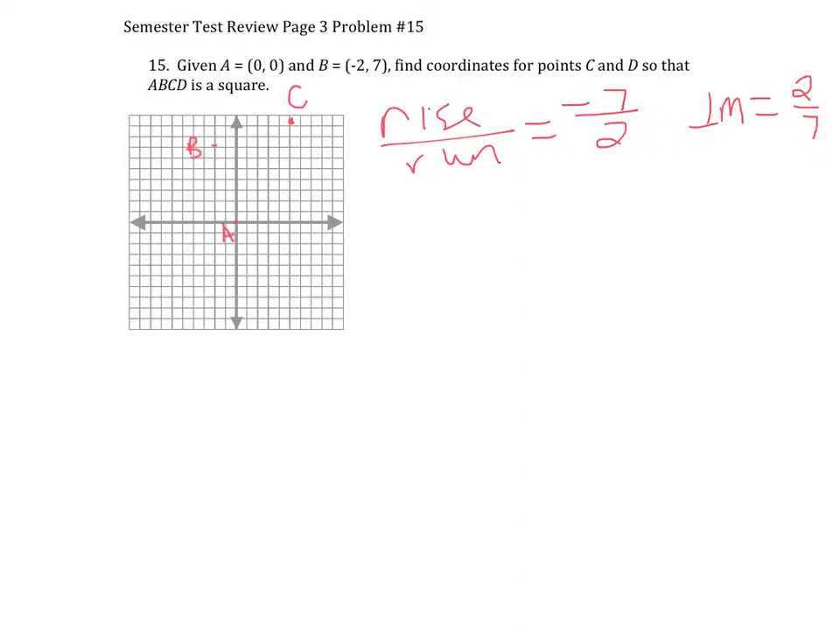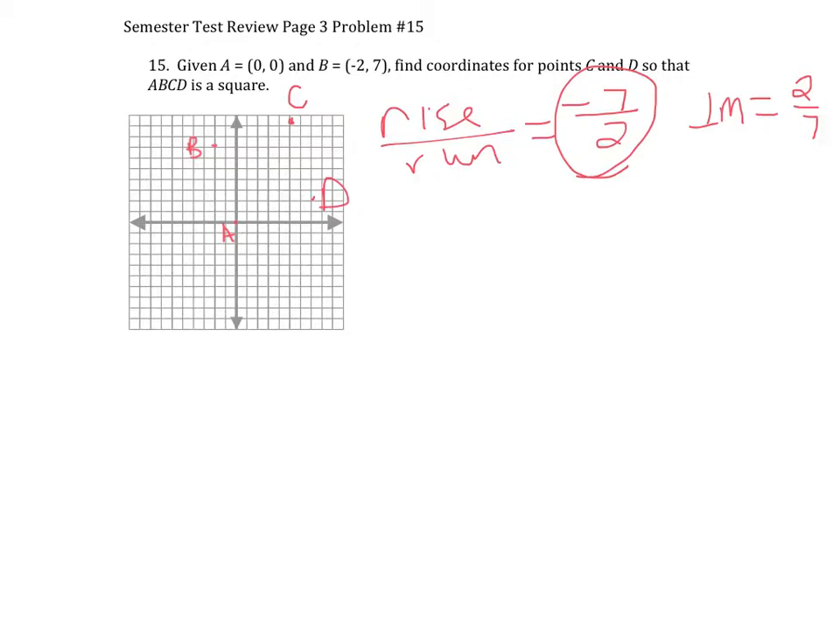And then we're going to go to point D. So I'm going to go over here and I'm going to repeat the process again. I know that I have to have this slope on opposite sides. So I know C to D will also have the slope of -7/2. So from C, if I go down 7 and over 2, I'm going to get the point D.